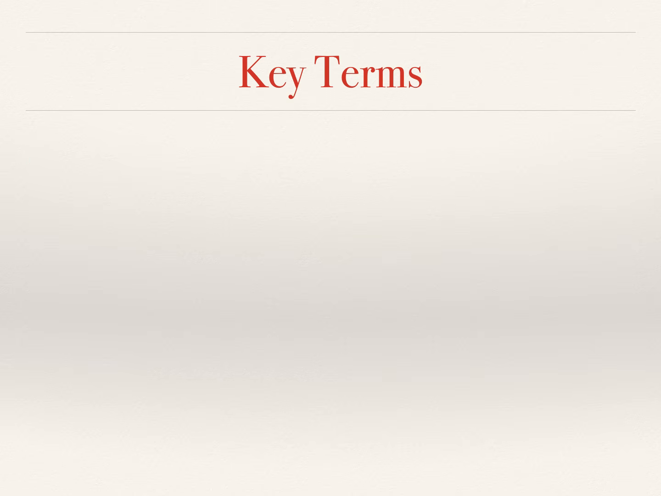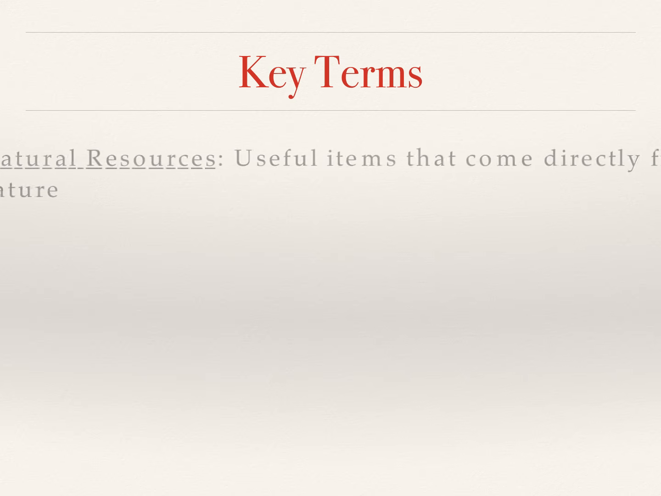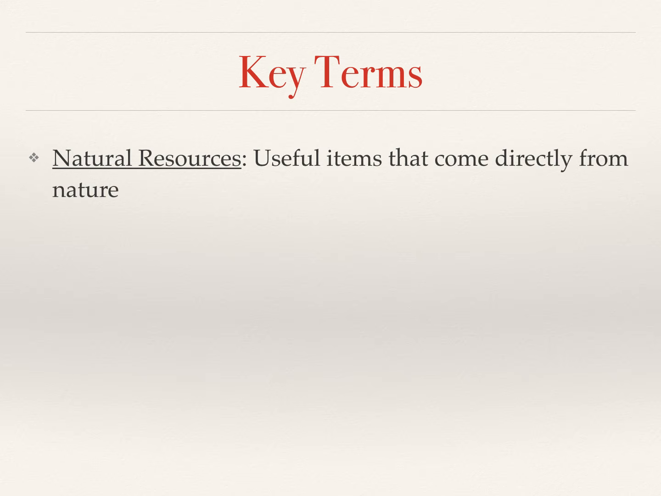Before we get into the resources that are in each region, we need to talk about a couple key terms. The first is natural resources, and what this means is useful items that come directly from nature. Some examples might be lumber, or fish. Useful things that come directly from nature.